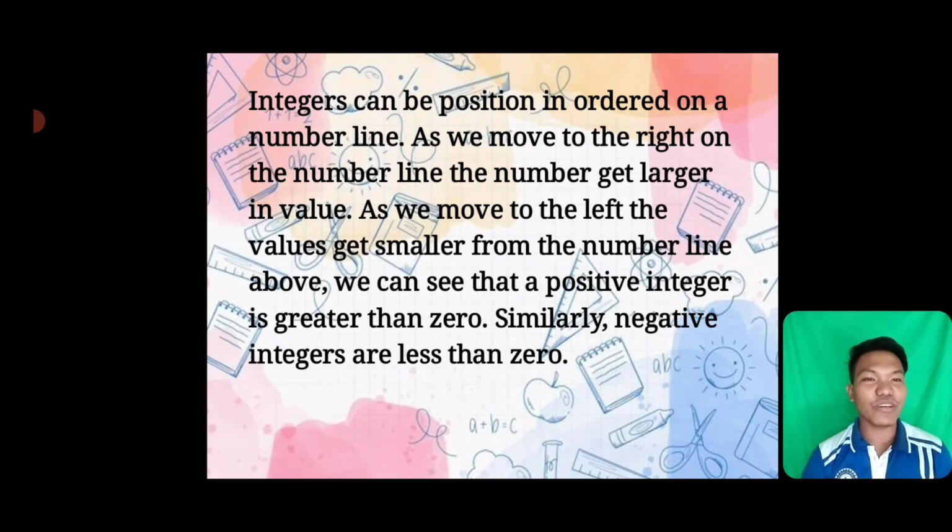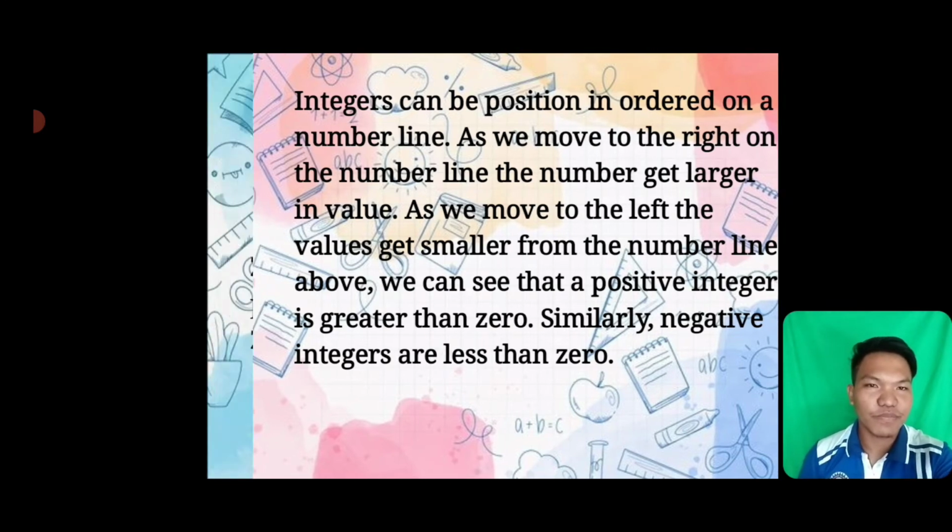Integers can be positioned in order on a number line. As we move to the right on the number line, the numbers get larger in value. As we move to the left, the values get smaller. From the number line above, we can see that a positive integer is greater than 0. Similarly, negative integers are less than 0.